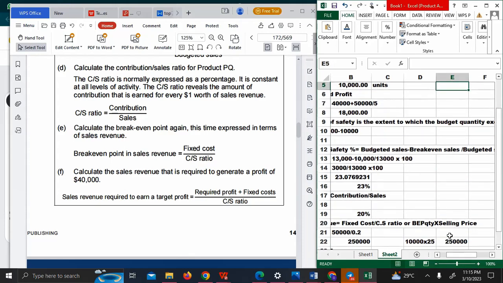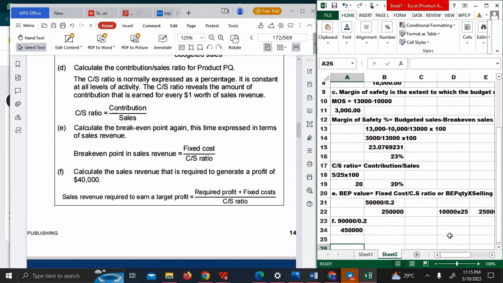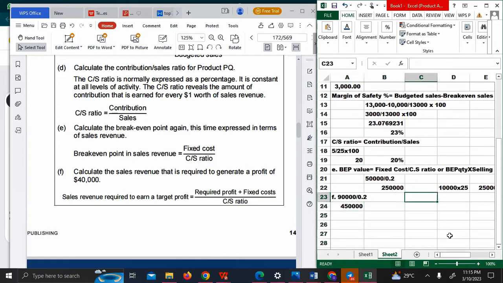Here it will be our targeted profit quantity, which is 18,000. So that's 18,000 times 25, that's 450,000. Do you understand? This 90,000 is 40,000 plus 50,000, times 0.2. Any question?